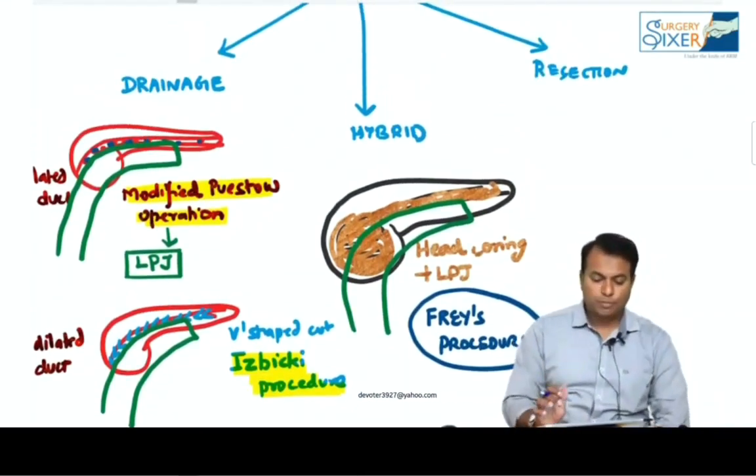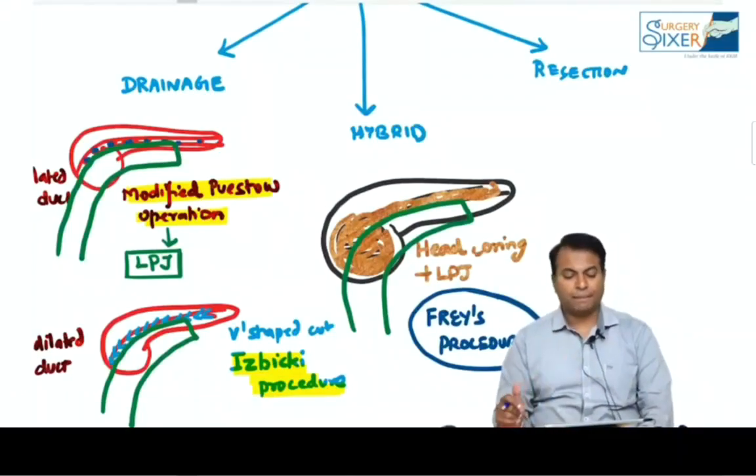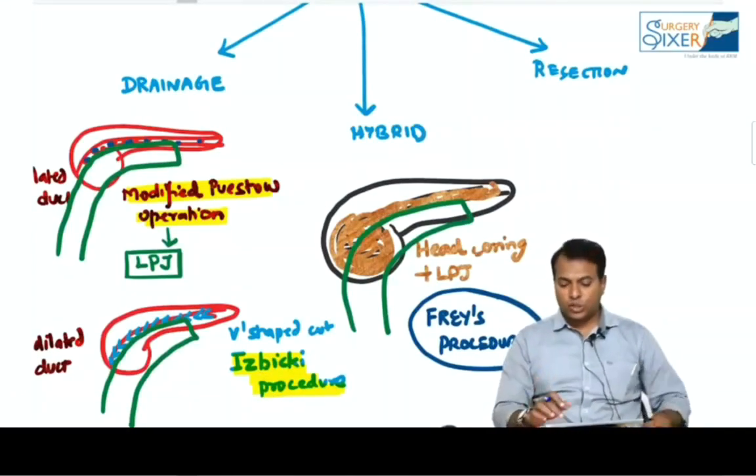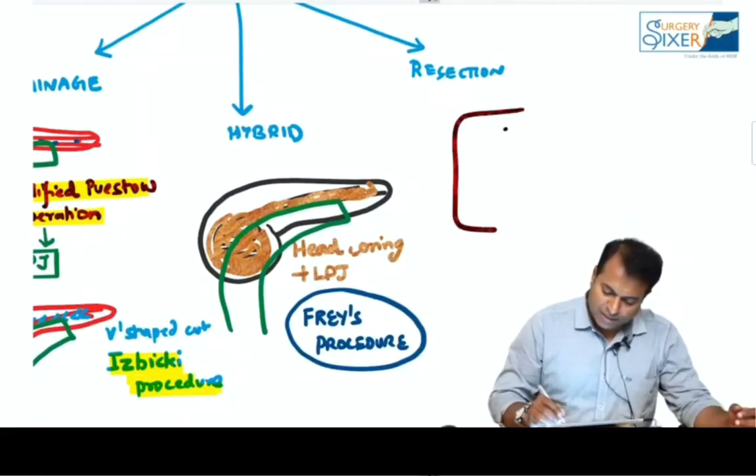So please don't forget, the drainage procedure for a dilated duct is modified Puestow, and for an undilated duct is Izbicki. And a hybrid procedure, head coring with lateral pancreatico-jejunotomy, is known as the Frey procedure. And now the resection procedures, please come to the resection procedures.